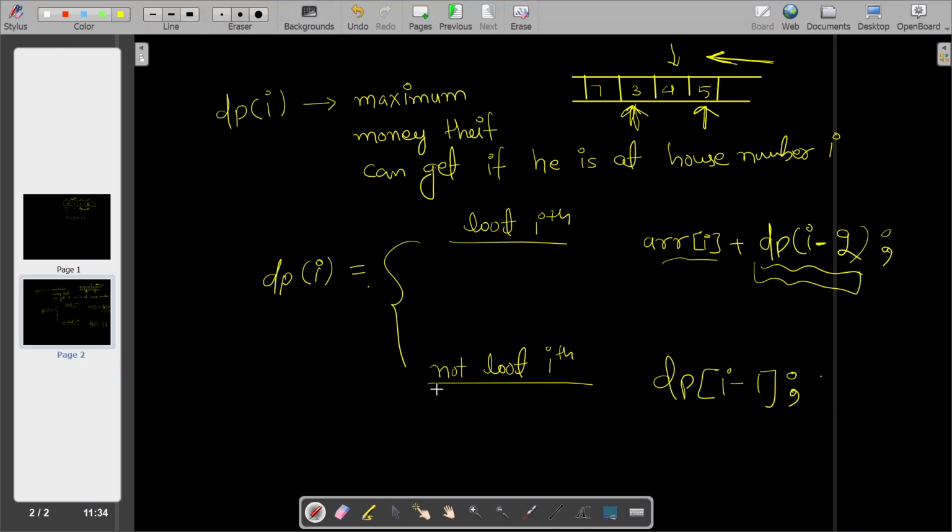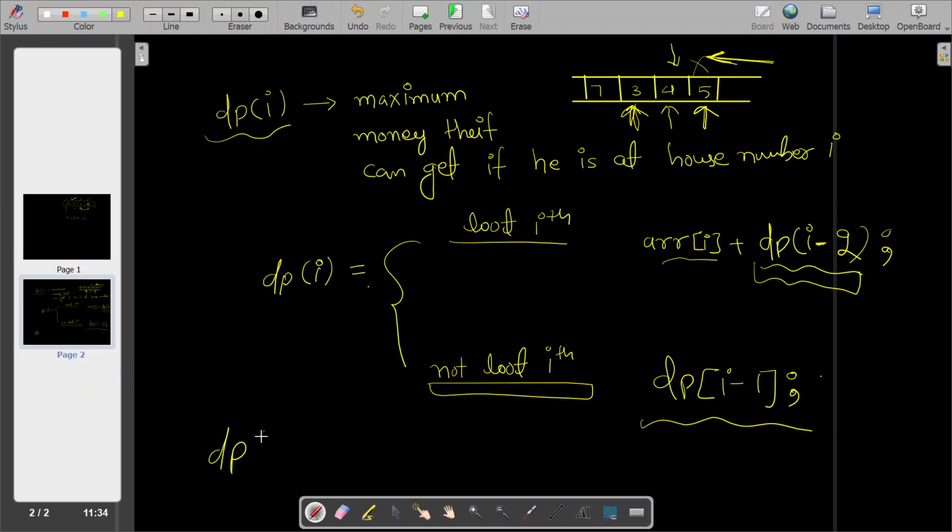And if we don't get money from the ith, like don't get money from this fifth, we come to this 4 and we decide whether we will get this 4 or not. So that's why dp of I minus 1, because dp of I will tell the maximum money that we can get from here. So what will the transition be?